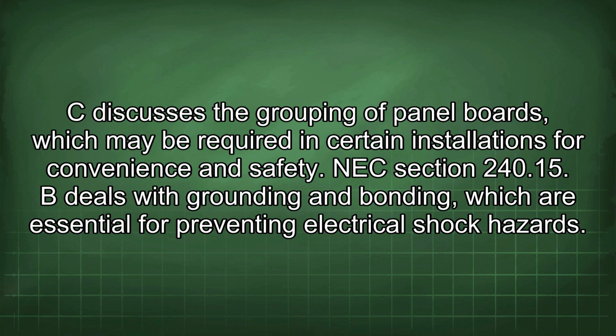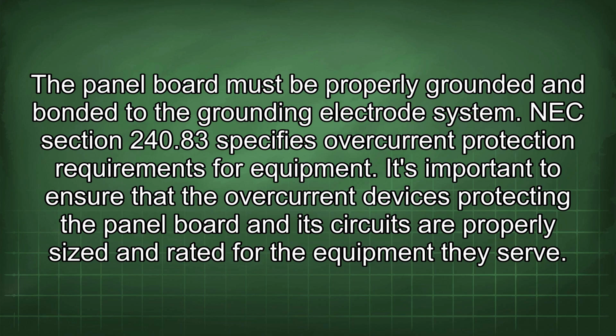NEC Section 240.15 B deals with grounding and bonding, which are essential for preventing electrical shock hazards. The panel board must be properly grounded and bonded to the grounding electrode system. NEC Section 240.83 specifies overcurrent protection requirements for equipment. It's important to ensure that the overcurrent devices protecting the panel board and its circuits are properly sized and rated for the equipment they serve.